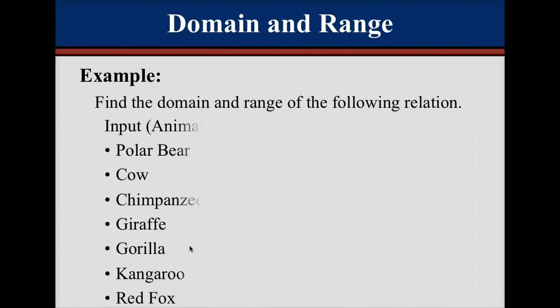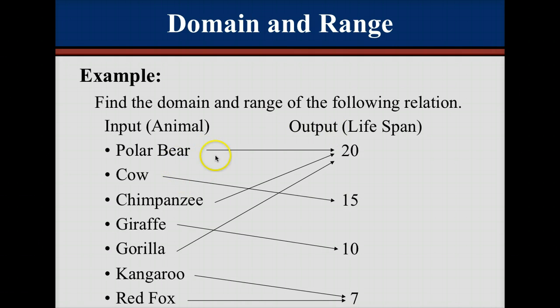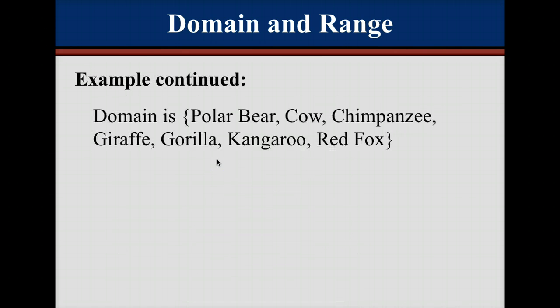Find the domain and range of this relation. Remember, x is our input, y is our output. Now, this is called a mapping diagram. We're mapping the input to the output. So the domain will be all the animals, and the range will be all the lifespans.